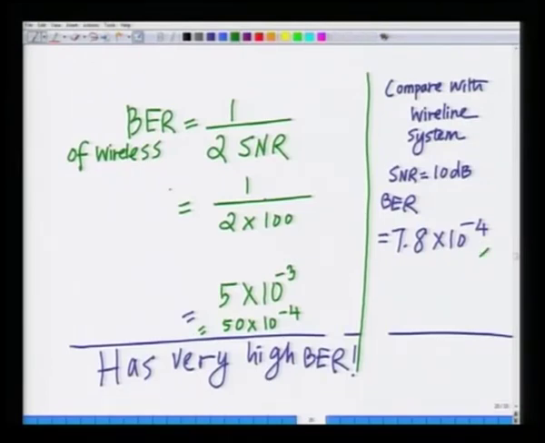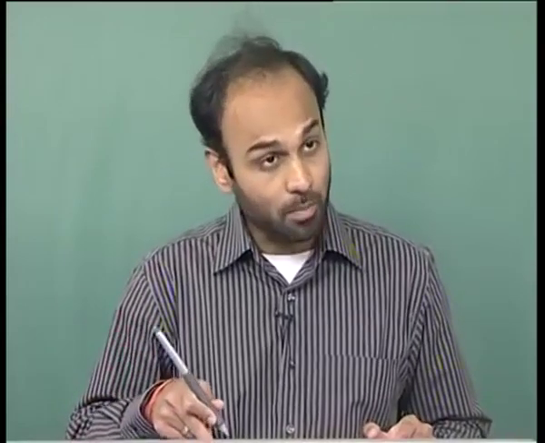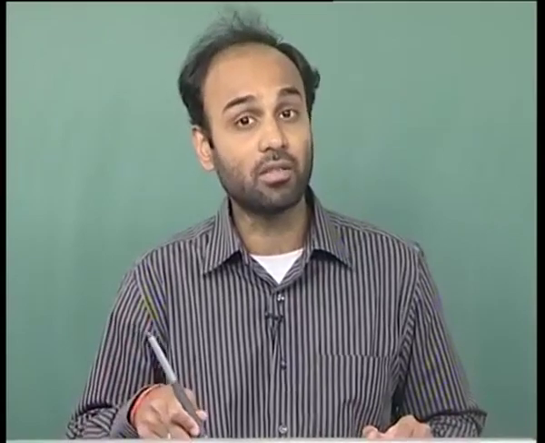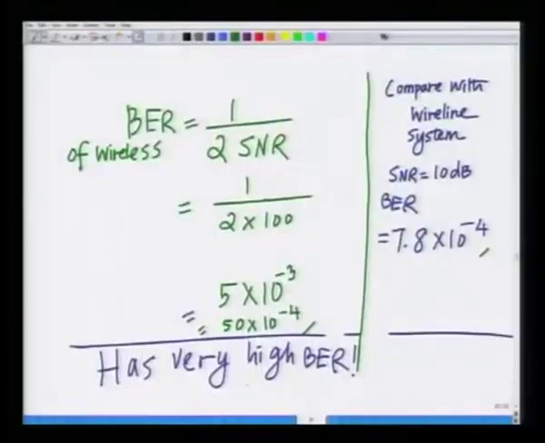While in a wireless system it is 50 into 10 power minus 4. Look at this, in a wireless system I am using an SNR of 20 dB, that is 10 dB higher than the wired system, or in other words 10 times the SNR of a wired system, but in spite of that the bit error rate is almost 5 times that of the wired system, which means I am using 10 times the higher power, but the bit error rate is still 5 times or more than 5 times what it is in a wired system, which means the wireless system has a very high bit error rate.